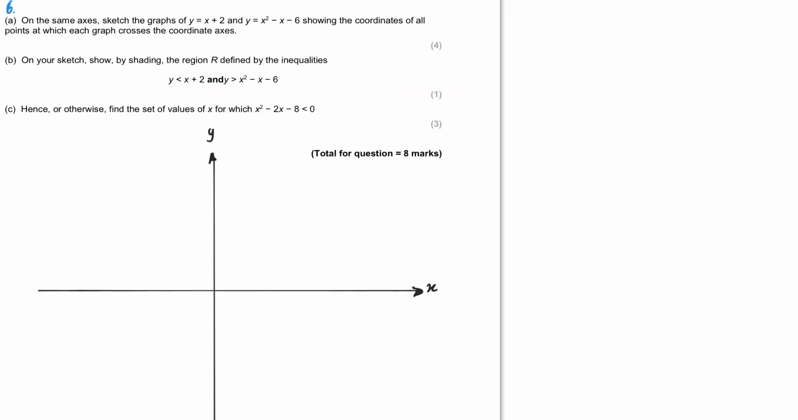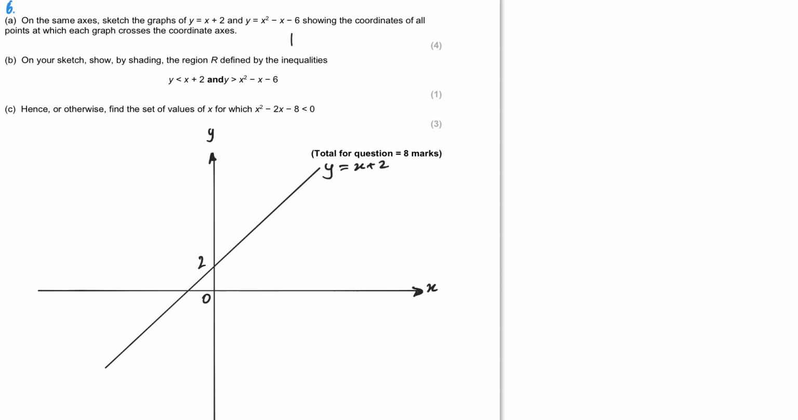Now, for this one, we need to sketch two of these graphs. So y equals x plus 2, nice straightforward graph first of all. It's going through a positive 2, it's got a gradient of 1, so something like that, y equals x plus 2.